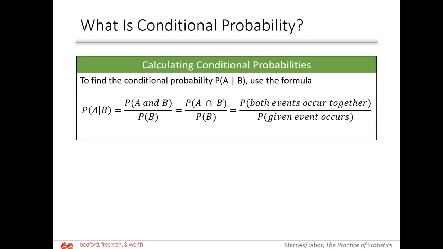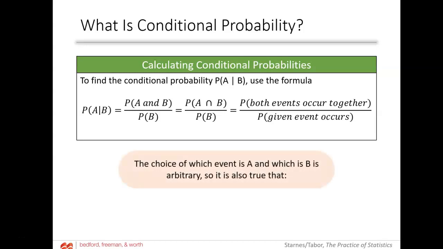So the conditional probability formula, and notice A given B, if we were to reverse this and do B given A, we'd have a different formula. But for A given B, what you do is you take the probability of A and B occurring together, and you divide it by the probability of B, so the given. And I know what you're thinking. You're like, yeah, that seems super easy to understand, Mrs. Abruzzo. It's okay. The choice of which event is A and which is B is arbitrary.